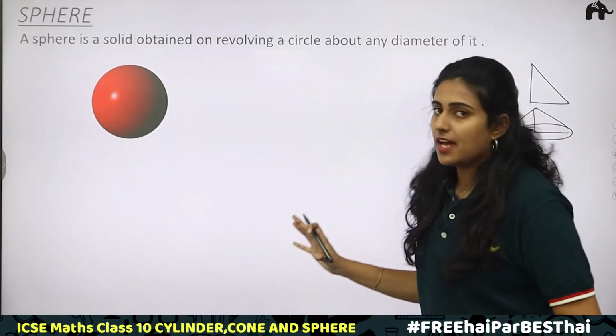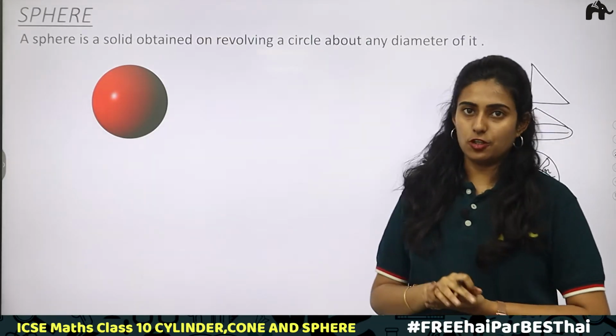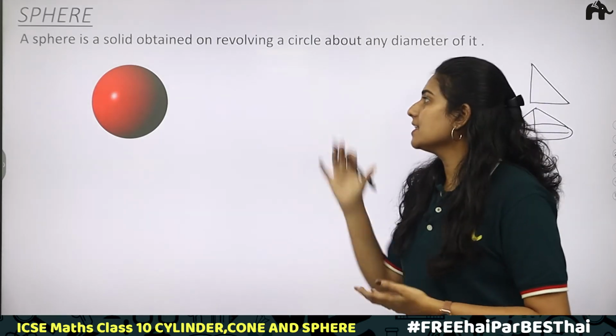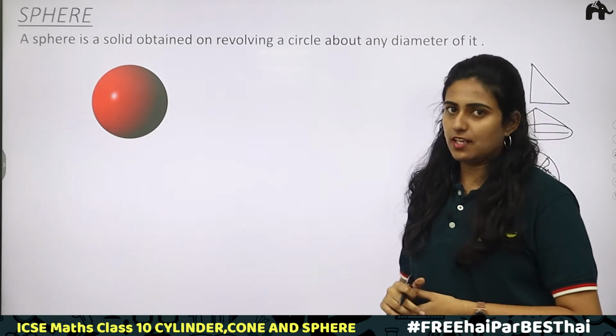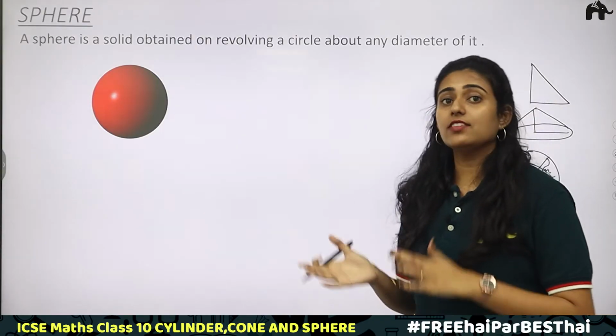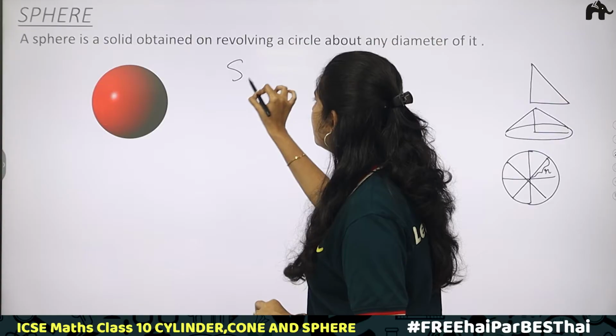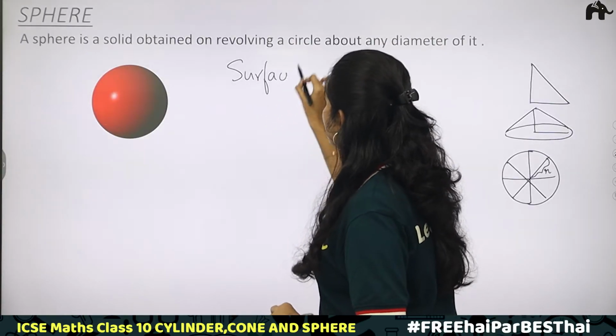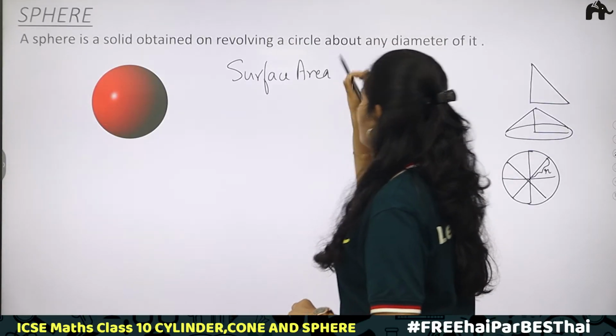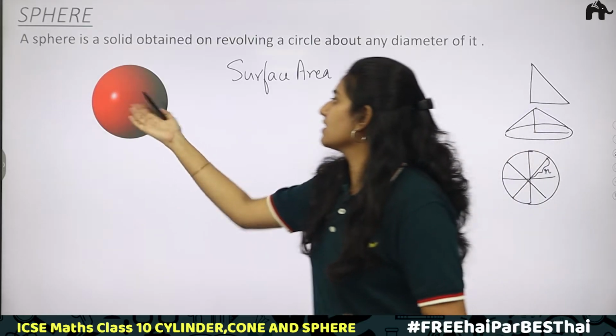Now we'll find the surface area and volume. What are the formulas to find surface area and volume of a sphere? Here in case of sphere, you don't have curved surface area and total surface area separately. You just call it surface area. Why? Because you don't have an extra base here.